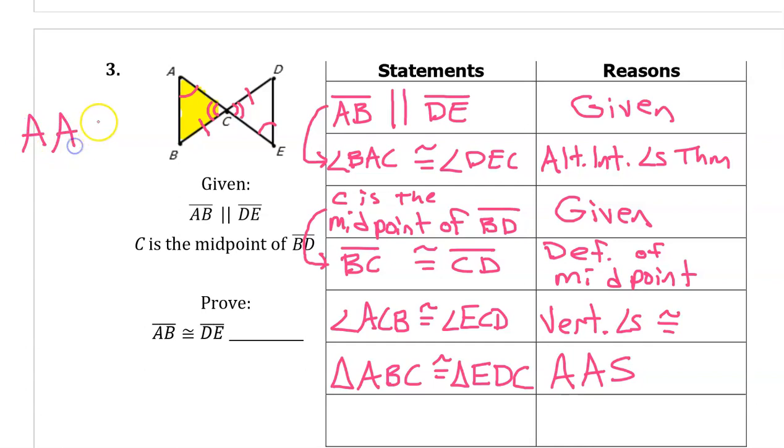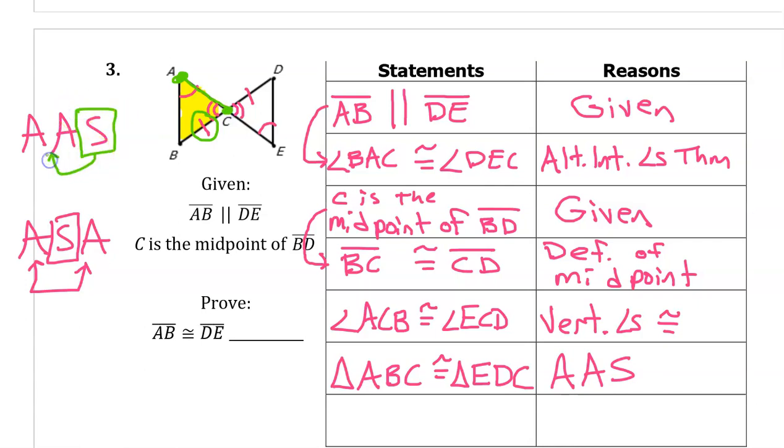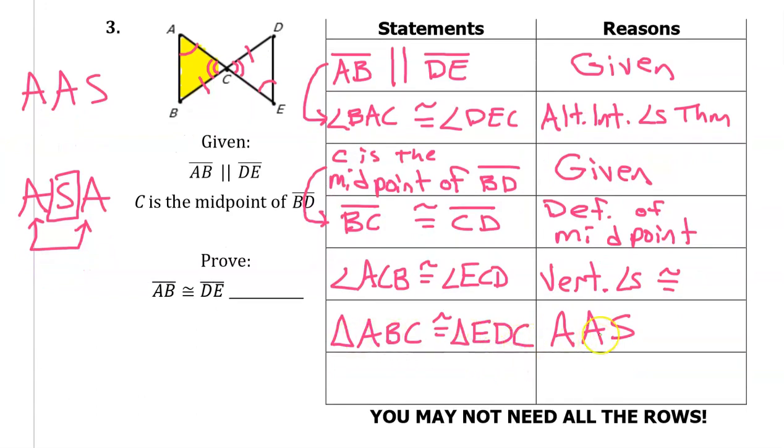So it was either going to be angle, angle, side, or it was going to be angle, side, angle. The difference is it can only be angle, side, angle if the side is between the two angles. Well, I'm noticing that one angle is here, the other angle is here. The angle that is marked is not between these two angles. So because the side is not between the two angles, that's how you know it is angle, angle, side. So look, we have now proven that the triangles are congruent.